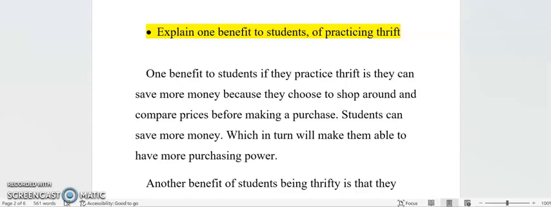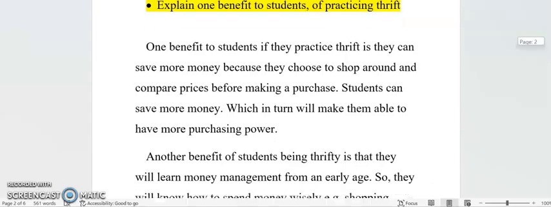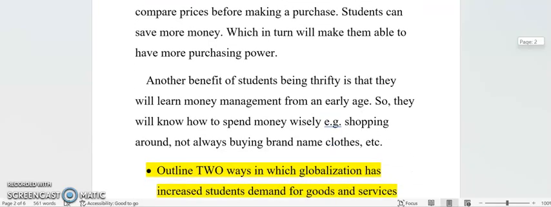Especially when you are at school, you will compare prices of food items before you make a purchase, right? And this will save you more money. And at the end of the day, in practicing thrift, you will have more money, more purchasing power to buy things that you really need. Even though the question asks for one benefit, I'm going to look at another benefit. Another benefit of students being thrifty is that they will learn money management from an early age. So they will know how to spend money wisely. Example, shopping around, not always buying brand name clothes.